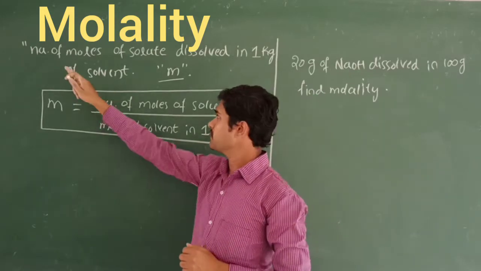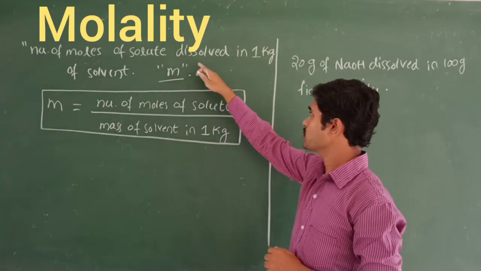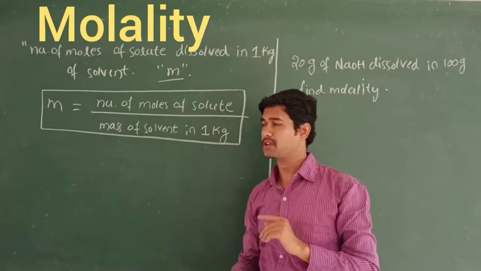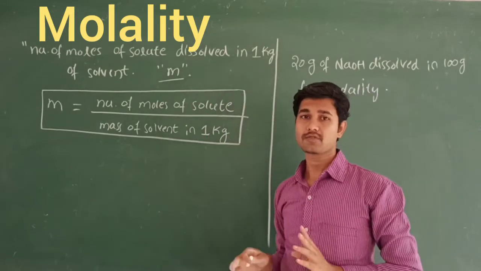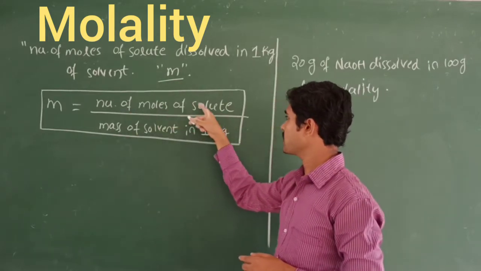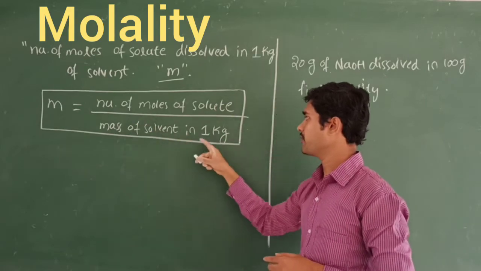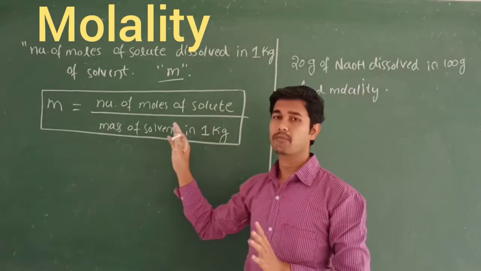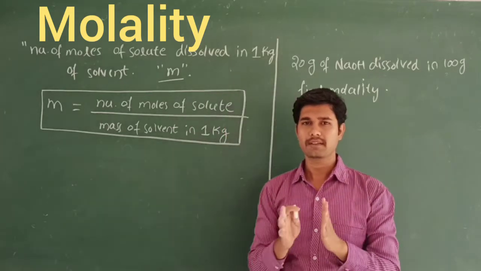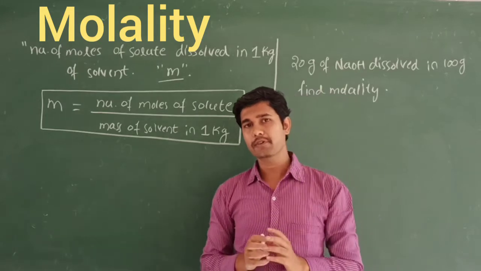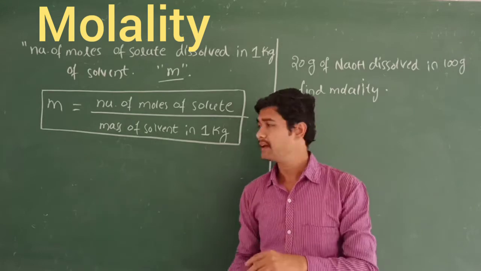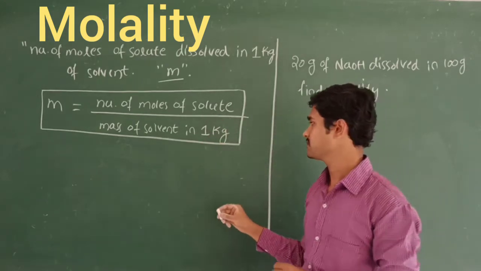So molality is nothing but number of moles of a solute which is going to be dissolved in 1 kg of solvent, whereas molarity is in 1 dm cube of the solution, right? So here it is 1 kg of the solvent, and its denotation is small letter m. So the formula is number of moles of a solute divided by mass of solvent in kg. So that is called molality. Okay. First you should think about the difference between molarity and molality. What is the unit of molarity? The unit of molarity is moles per liter. That is called molarity. And here it is moles per kg.